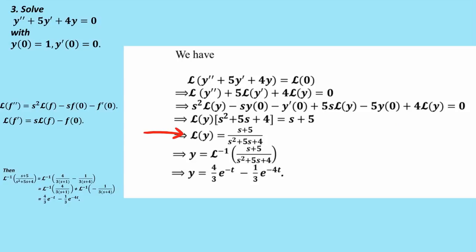Now I take the inverse Laplace transform of both sides. If you like, I get y equals the inverse Laplace transform of this fraction, and that's exactly what we worked out in question 2. So we can just put in the solution. Y equals 4/3 e to the negative t minus 1/3 e to the negative 4t.